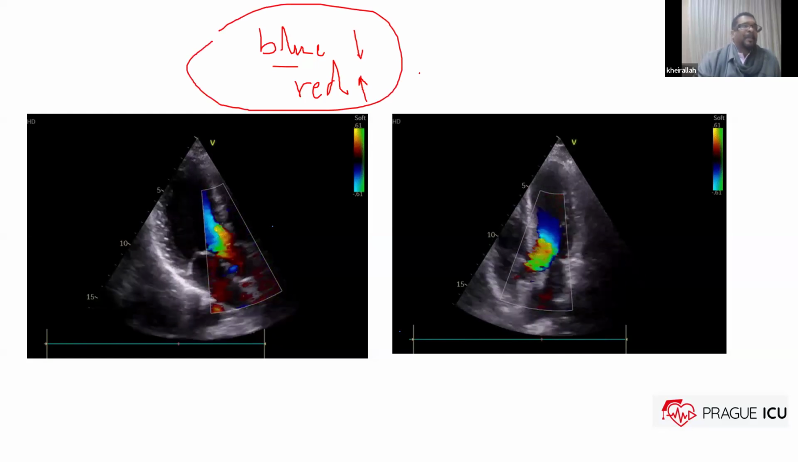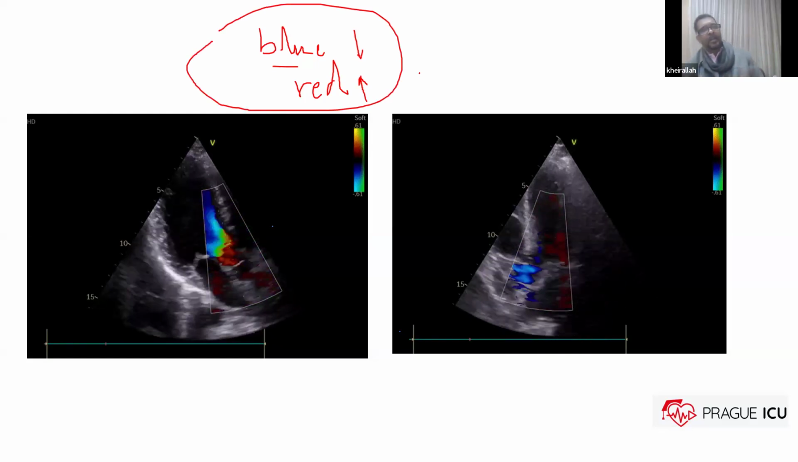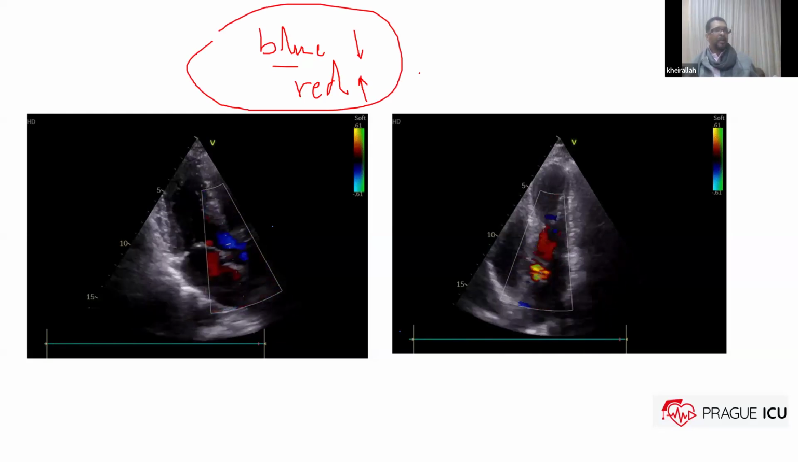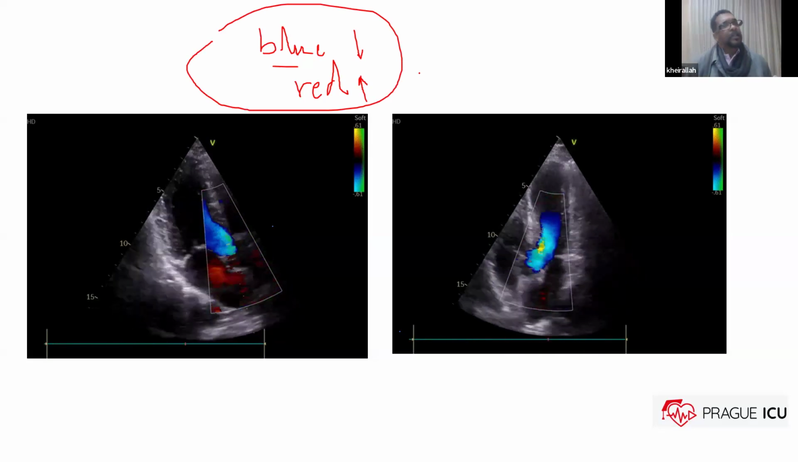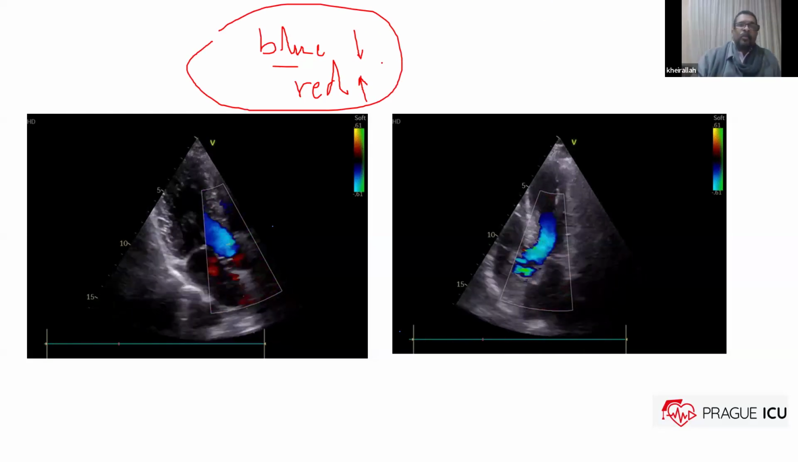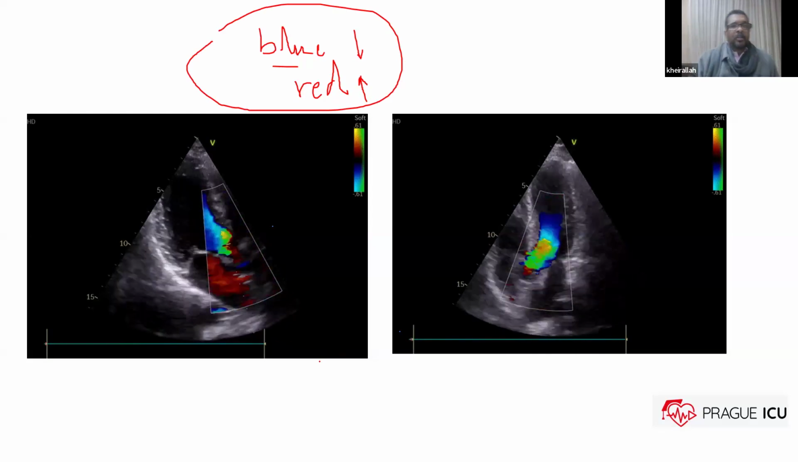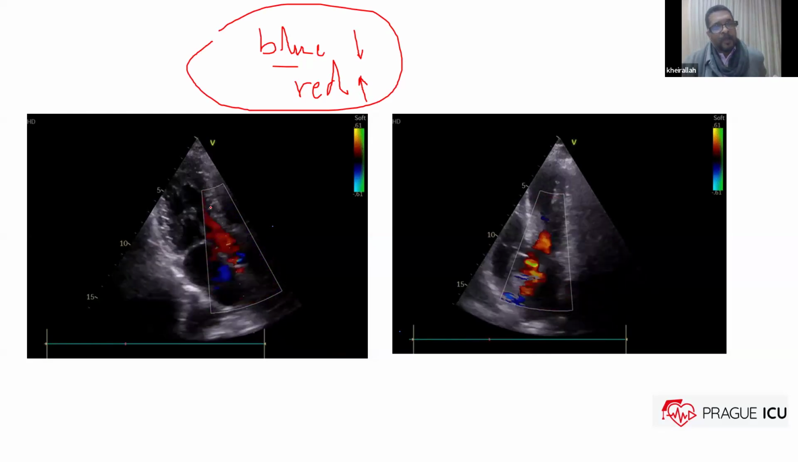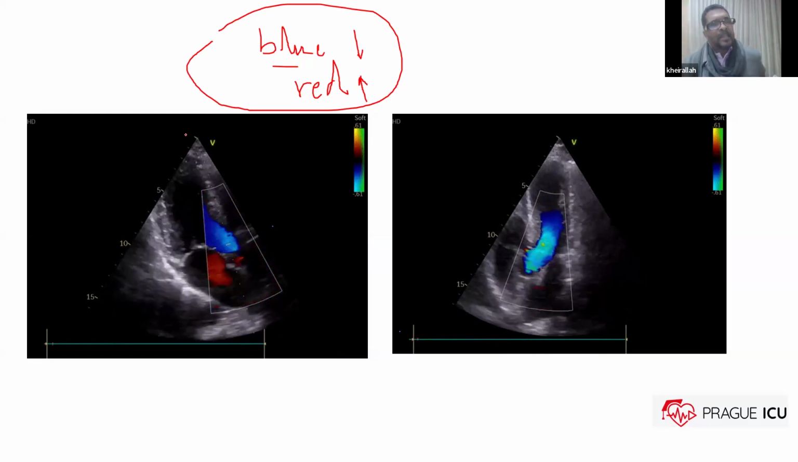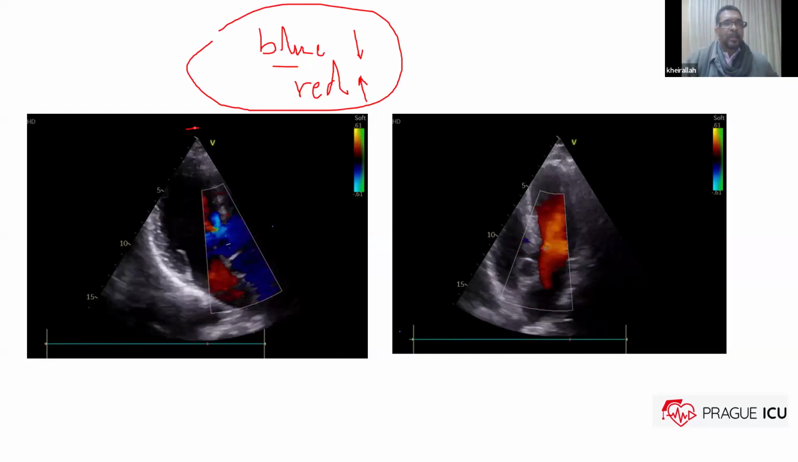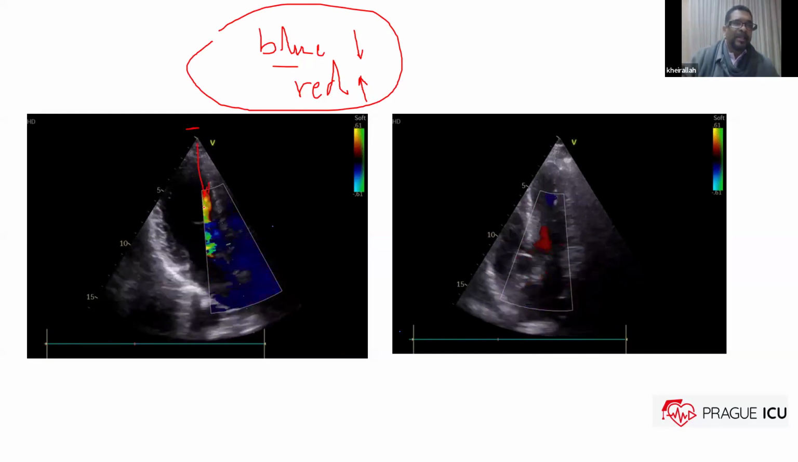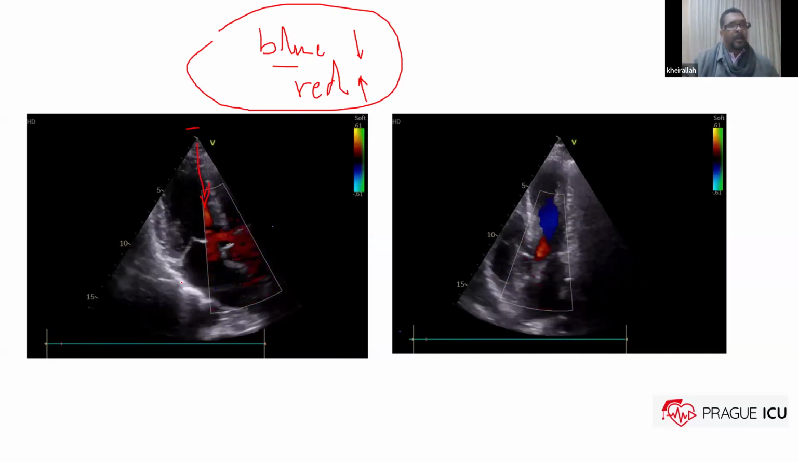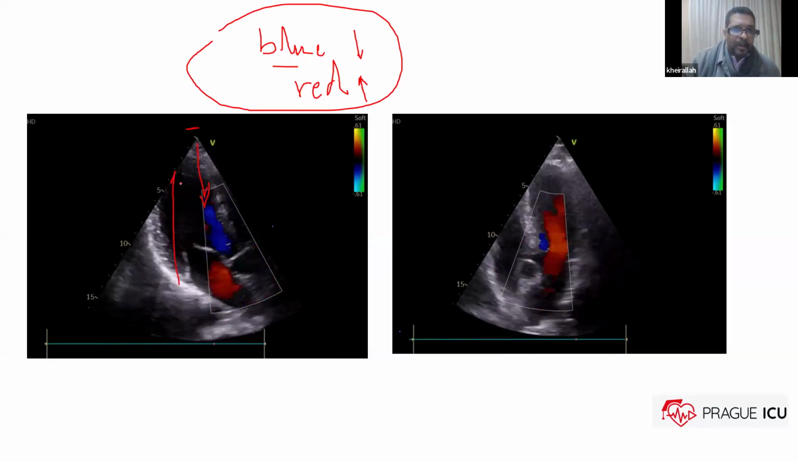This is conventional. We just agree on that color coding. We can change it anytime we wish. But we agree that blue is away from the transducer, red is toward the transducer. So if you see blue blood, it means that it is moving away from the transducer, it's moving away from here, it's going in this direction. That's blue. If the blood moves toward the transducer, it's going to be red.